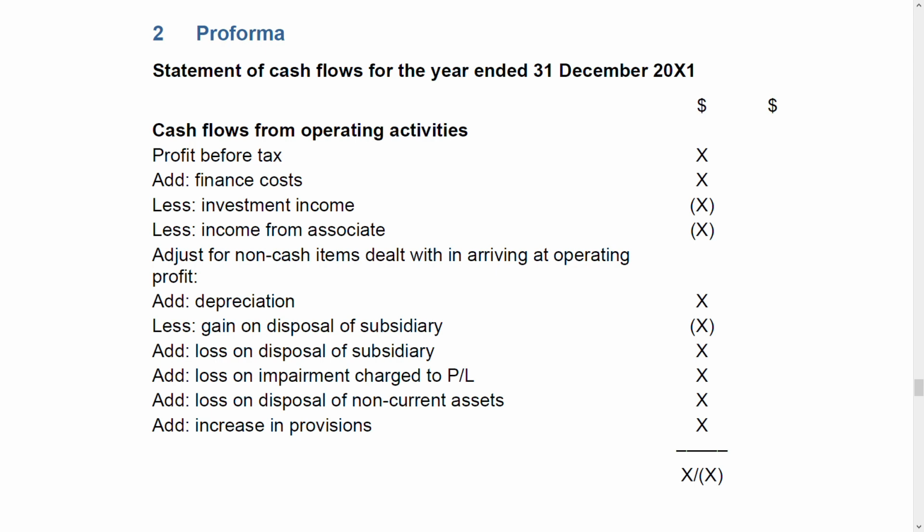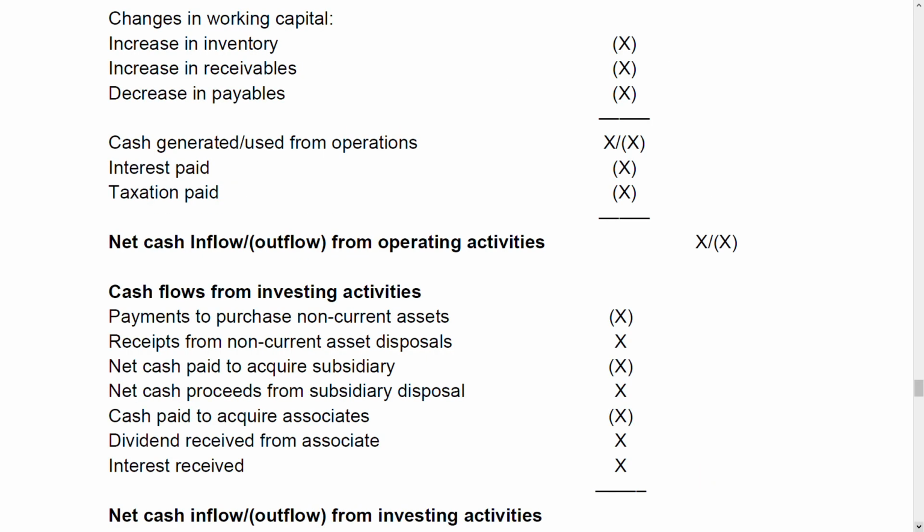Okay. Then we are moving on to changes in working capital. Still we are under operating activity. I was not able to put everything on one page, so I had to go to the next. There are only three things: inventory, receivable, payable.